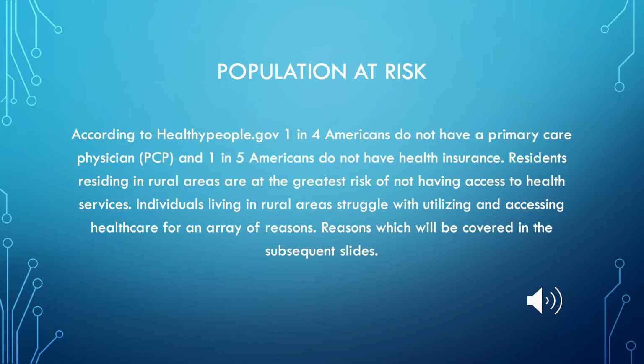The population at risk. According to healthypeople.gov, 1 in 4 Americans do not have a primary care physician, and 1 in 5 Americans do not have health insurance. Residents residing in rural areas are at the greatest risk of not having access to health services. Individuals living in rural areas struggle with utilizing and accessing health care for an array of reasons which will be covered in the subsequent slides.